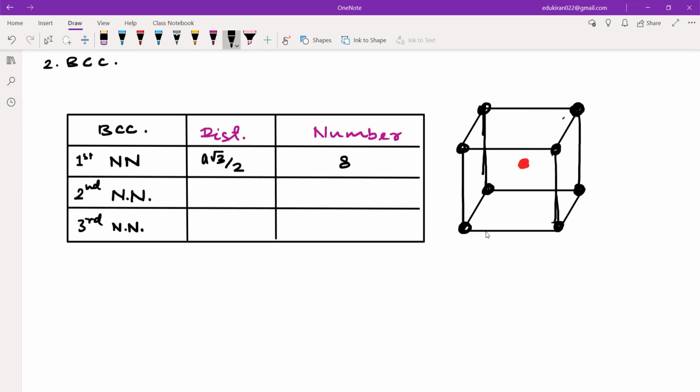Now second will be, you have this a from here to here. This is your next nearest neighbor, which is equal to a. So this will be equal to how much? There are 6 here. One from here, one from here, one from here. There will be 6 like this, right? So corners, you know that you have 6.